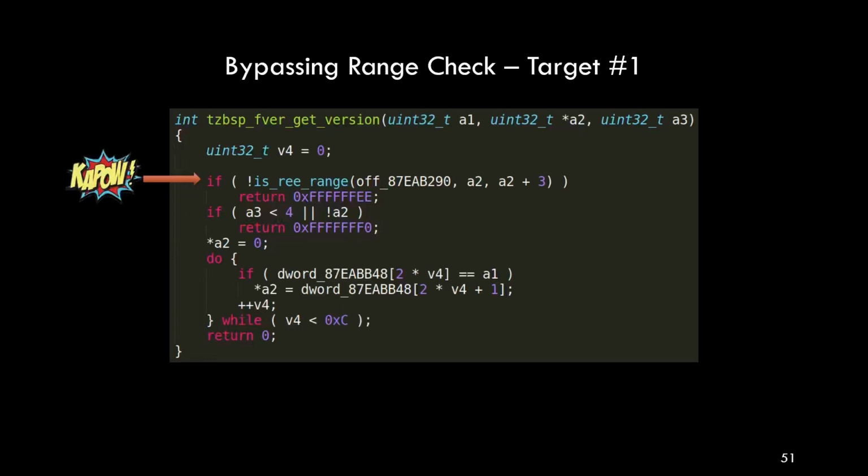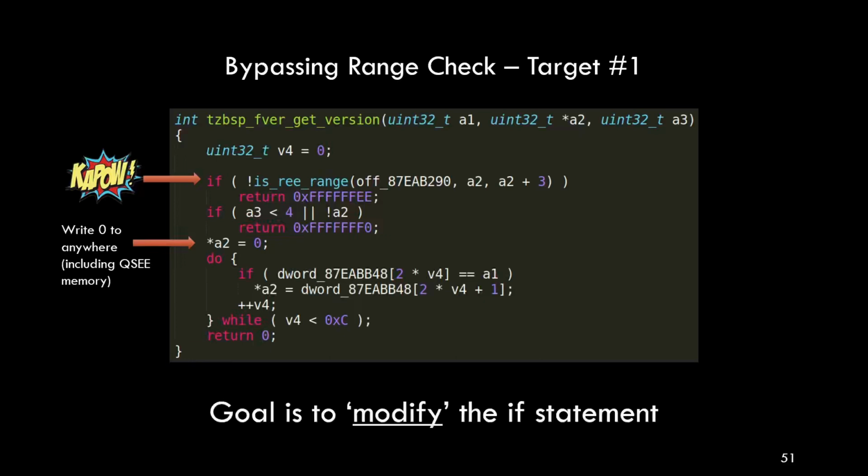So the idea is that we are injecting a glitch when this conditional statement is being executed in order to write 0 to an arbitrary address, because we have control over A2, which is supplied from the U-boot code. And this includes, of course, QSEE memory. And then the idea is that we are going to override the table entry flag field in order to disable a range, very similarly as what we did before with the solver exploitation. So basically the goal here is to modify the if statement.